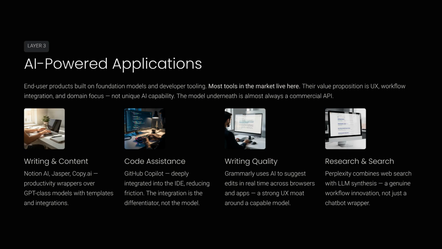Layer 3 is where most AI-powered applications reside. These tools focus on UX, workflow, and domain-specific utility rather than raw AI innovation. Examples include productivity tools for writing, coding assistants like GitHub Copilot, and research platforms like Perplexity. The value here is in the integration, not the underlying model.